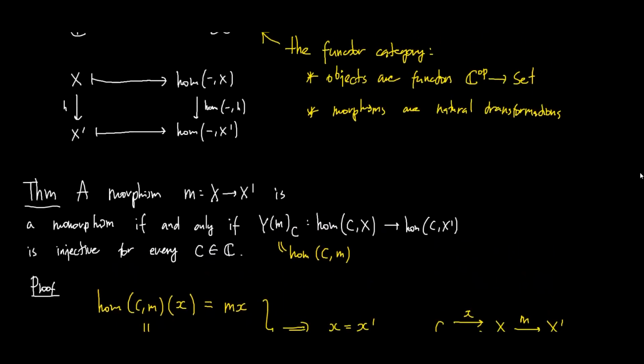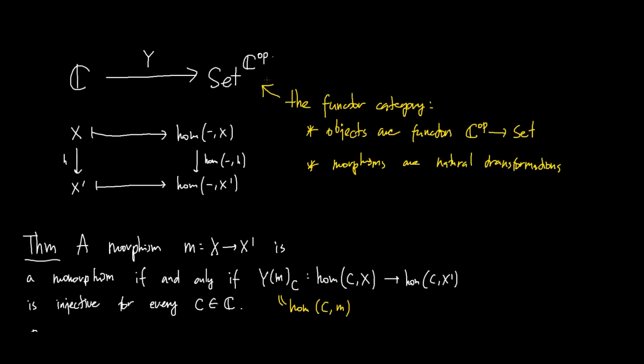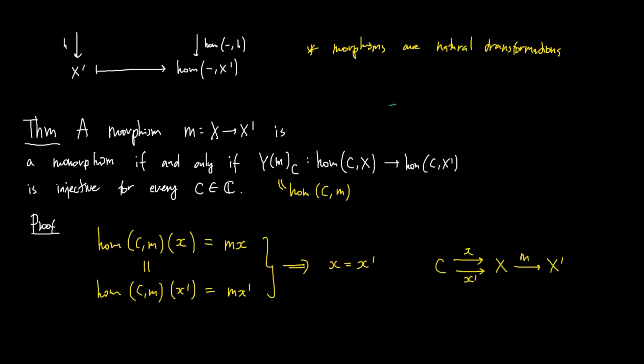Now, there is another important fact that in this category of variable sets, monomorphisms are exactly those natural transformations whose every component is an injective function. So let's make a note of this. I'm not going to prove this now, but we just make a note of it.